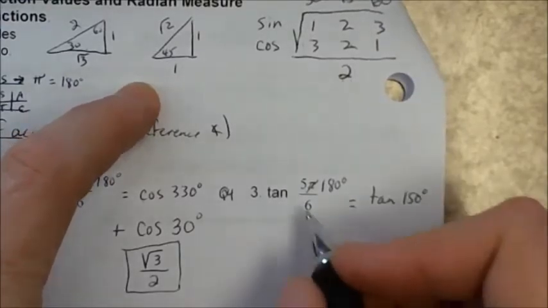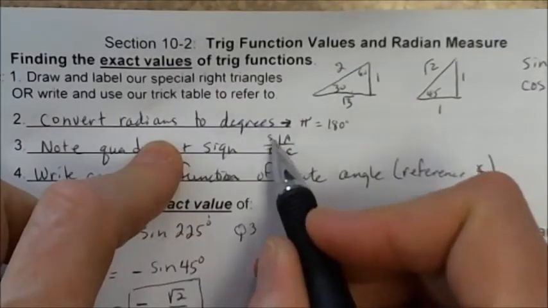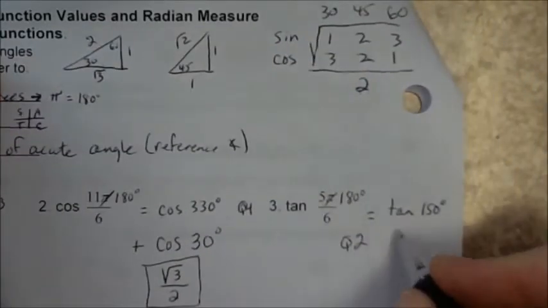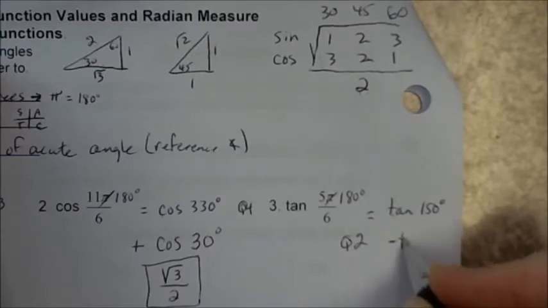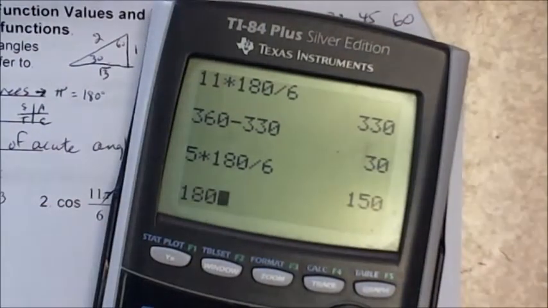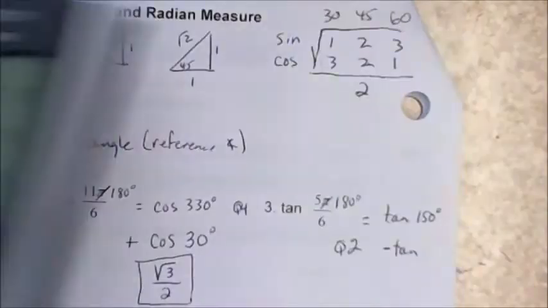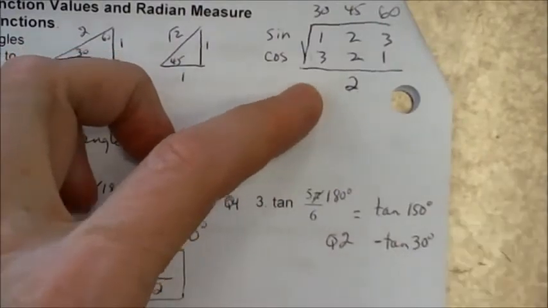Well, 150 degrees, that's in quadrant 2. All Students Take Chemistry says that in quadrant 2, the tangent is going to be negative. So the tangent of 150 is equal to the negative tangent of the reference angle. 180 minus 150 is our reference angle, which is 30. So negative tangent of 30 degrees.